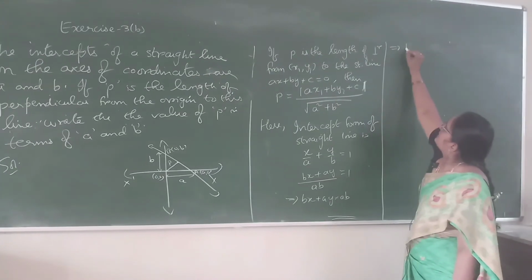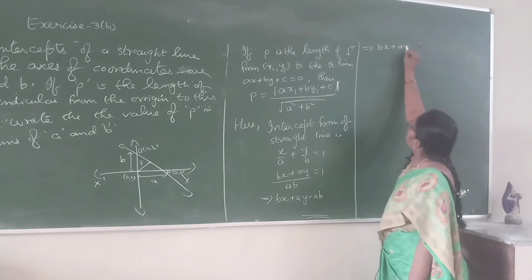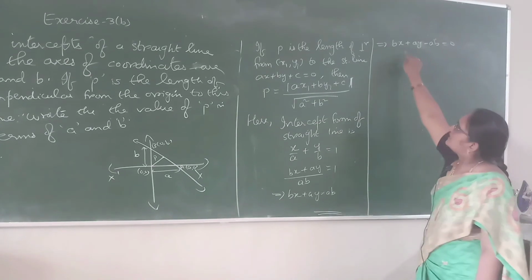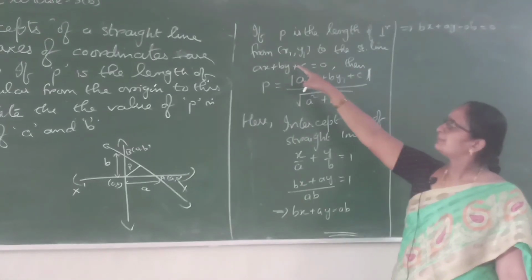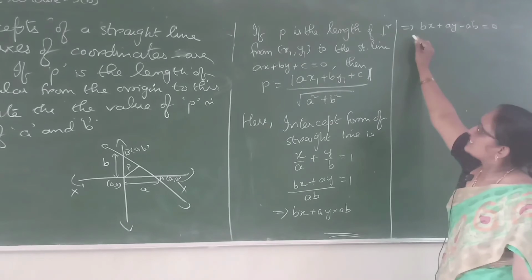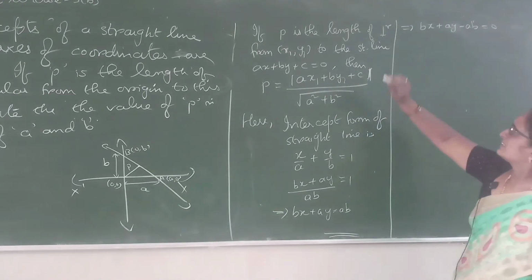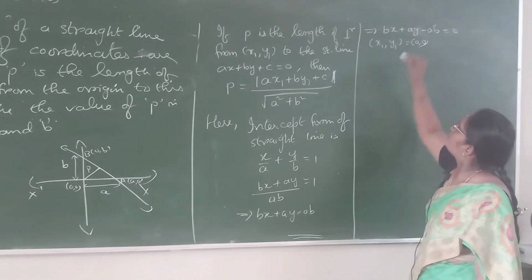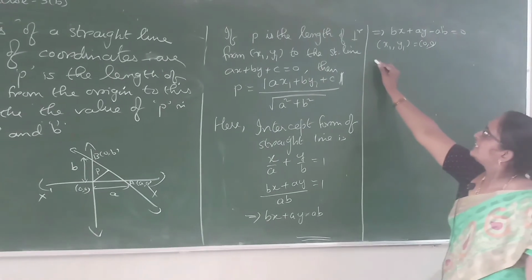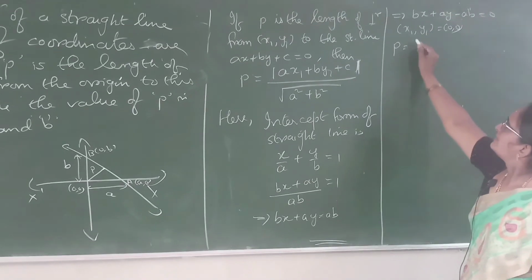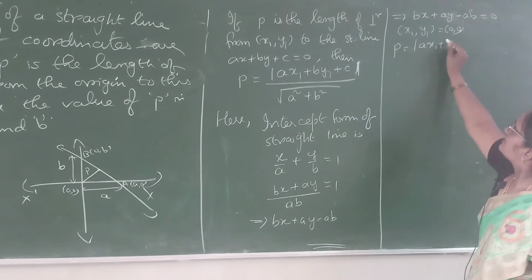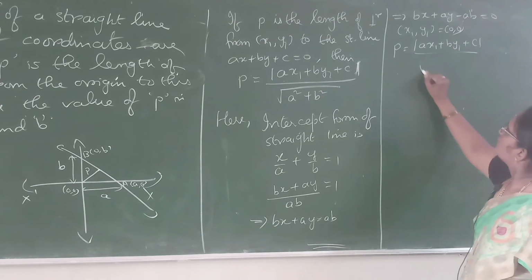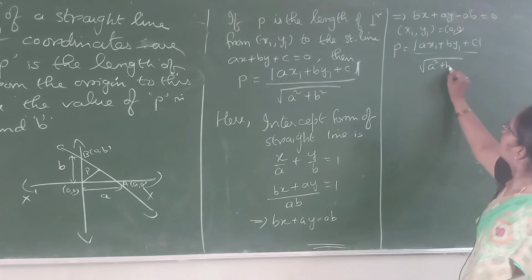Which implies bx plus ay minus ab equal to 0. Now this is in the form of ax plus by plus c equal to 0. Now what is the point? They said from the origin, that means x1 comma y1 is equal to 0 comma 0. Now we will find out the length of the perpendicular, that is P. What is your formula? ax1 plus by1 plus c by root of a square plus b square.